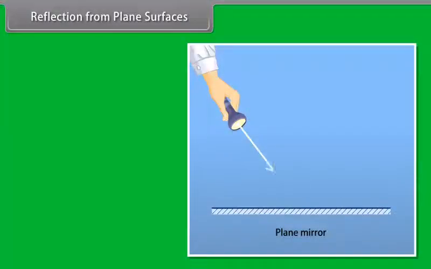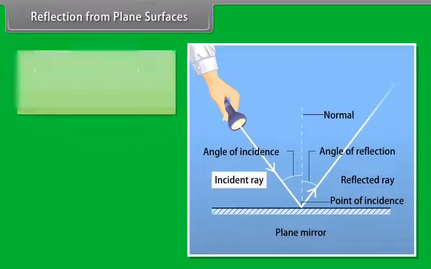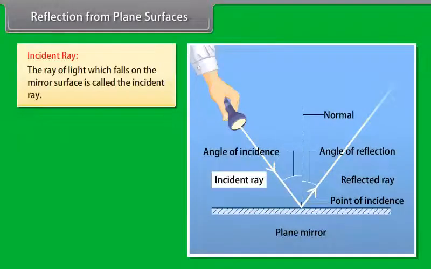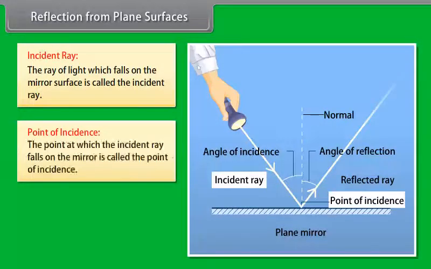The meanings of important terms are as follows, to understand the figure. Incident ray: the ray of light which falls on the mirror surface is called the incident ray. Point of incidence: the point at which the incident ray falls on the mirror is called the point of incidence.